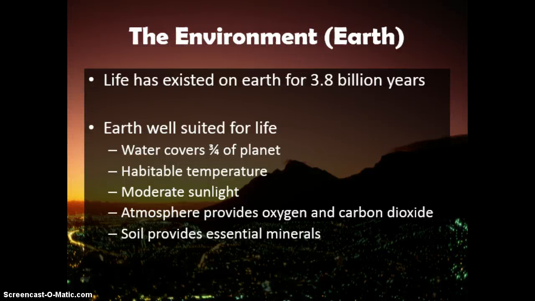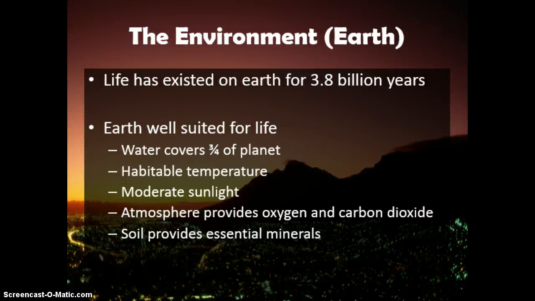So when we're talking about our environment, we're going to do it on several different levels. But most of the time we're talking about it from a global perspective, so that would mean we're talking about Earth. Now, Earth is estimated to be between 4.5 and 4.6 billion years old, and life has existed for 3.8 billion of those years. And this really is possible here and not on many other planets for a number of reasons. One, we have water covering 3/4 of our planet, and it turns out that water is really important to sustaining life.